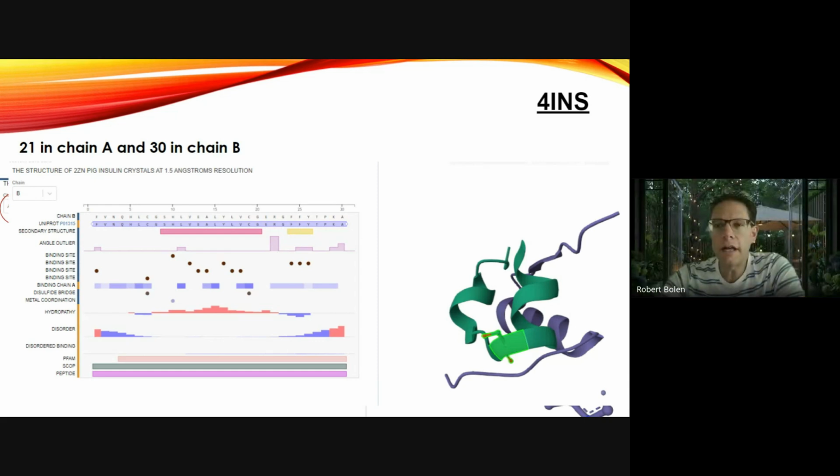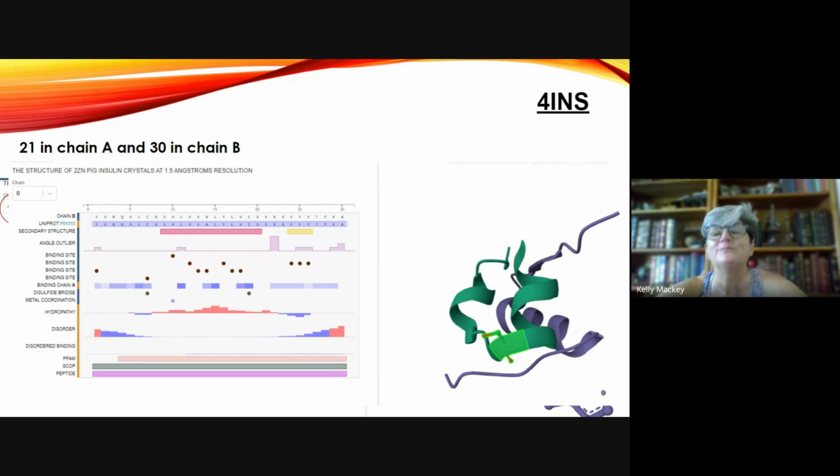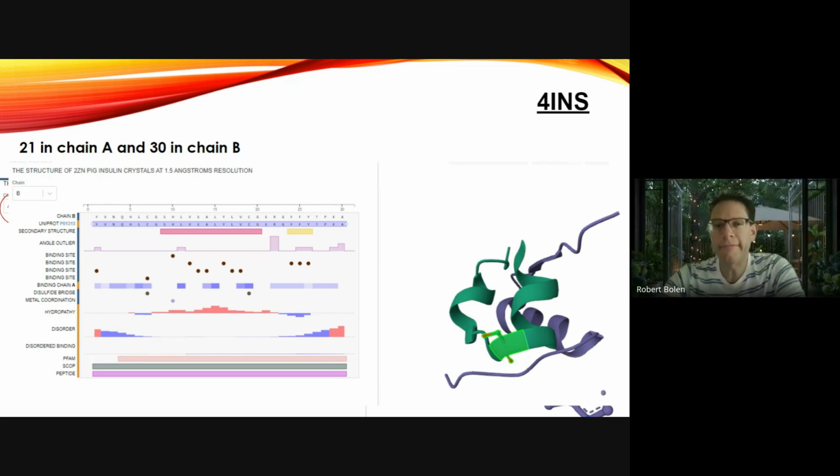Some of these insulin molecules will form dimers and trimers. Okay, so 51 and 51 is 102. I think that's the reason why. Yep. But they're only showing in the PDB the primary chain. But I think this one forms a dimer.